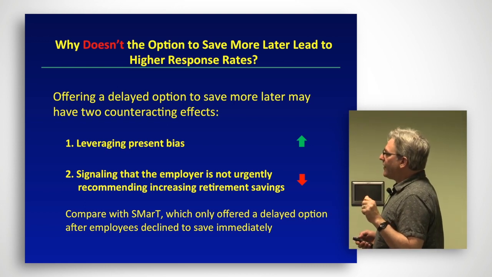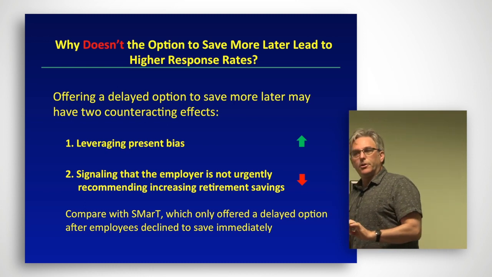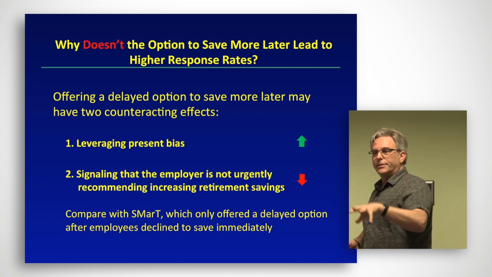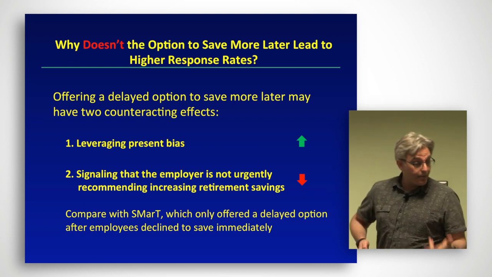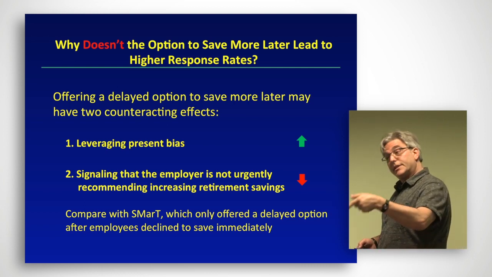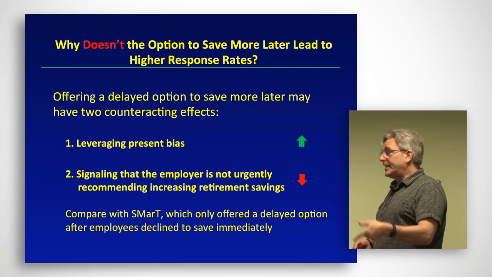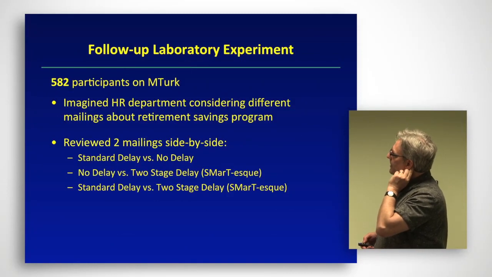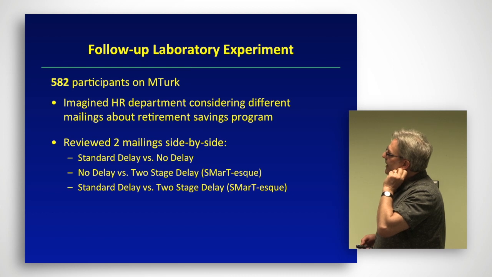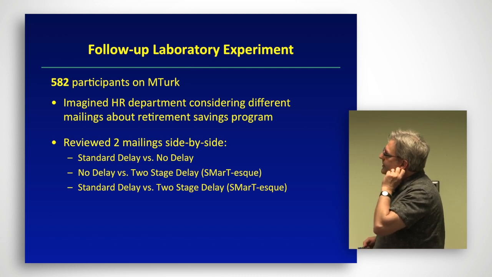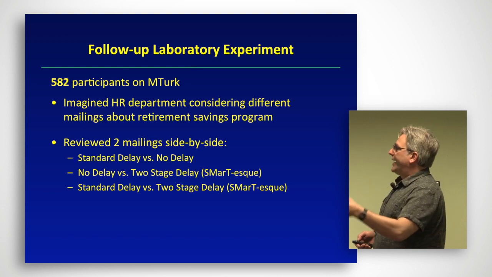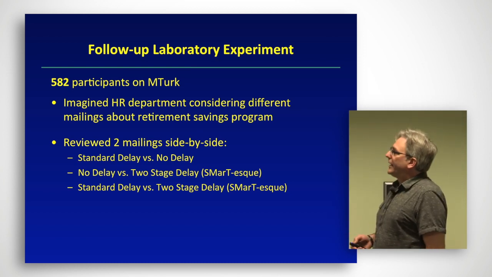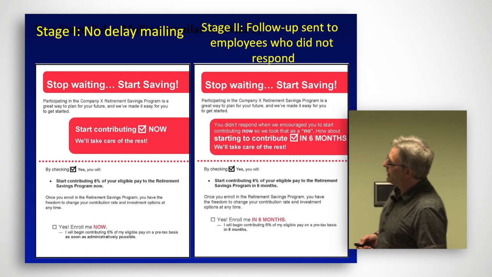And it turns out that in the original Save More Tomorrow program, the way it was designed, only the people who decided not to immediately enroll in the 401k were offered the option of saving more tomorrow. Whereas in the study that I showed you, everyone was offered that choice between now or later. So they did a follow-up laboratory experiment on Mechanical Turk where they said, imagine the HR department is considering different mailings about a retirement savings program. And they had them review different ones side by side, a standard delay versus no delay, a no delay versus a two-stage delay. Let me show you what the two-stage delay is.